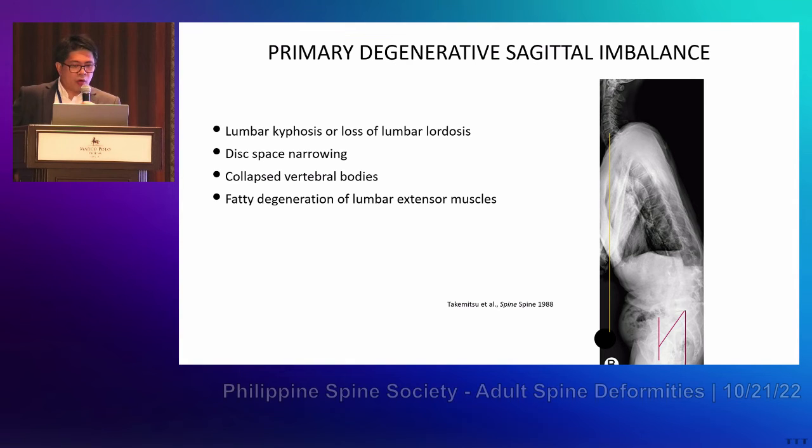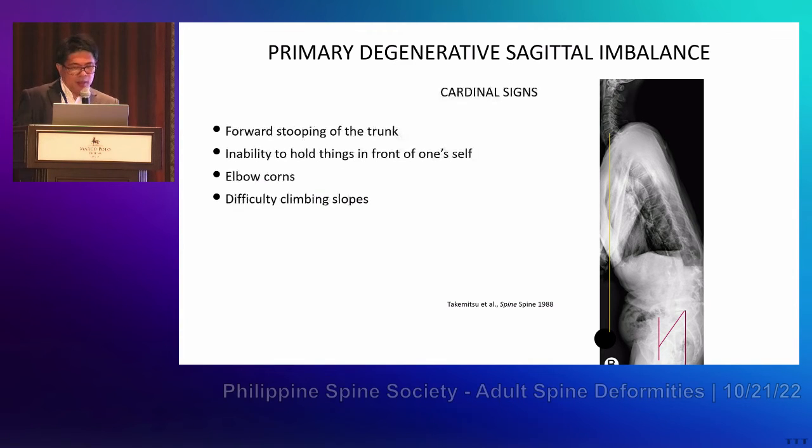Also according to Takemitsu, primary degenerative sagittal imbalance is commonly associated with the following: decreased lumbar lordosis or lumbar kyphosis, disc space narrowing, collapse of vertebral bodies, and fatty degeneration of the extensor muscles that you can see in your MRI. For the cardinal signs, you have forward stooping of the trunk, inability to hold things in front of oneself, elbow corns, and difficulty climbing slopes.